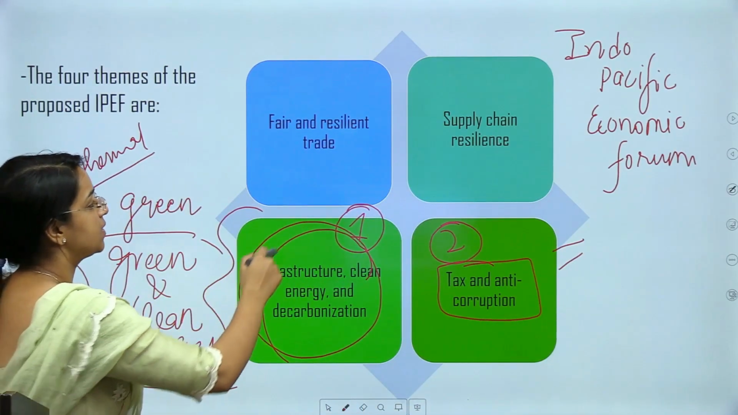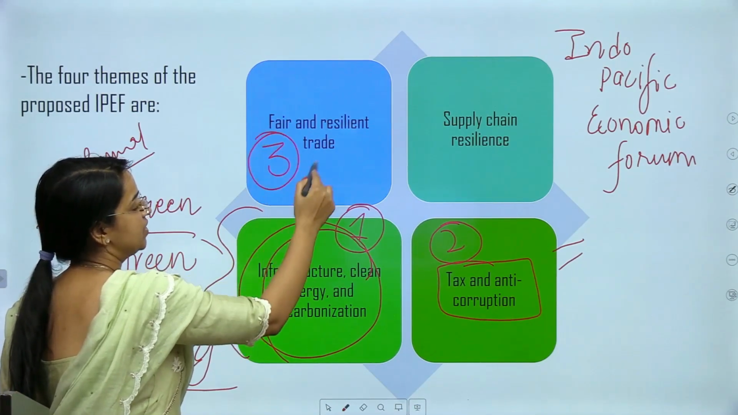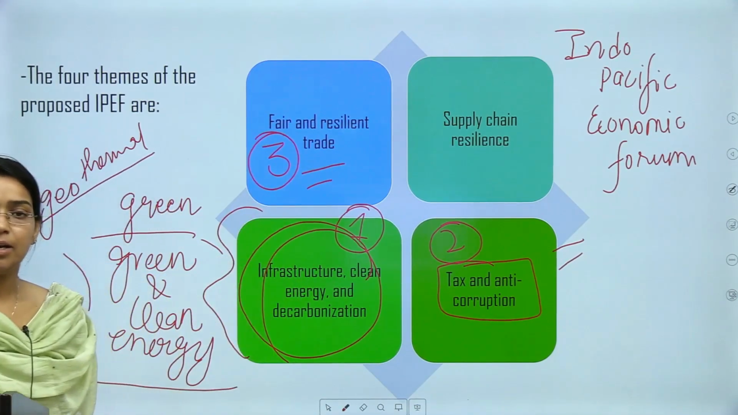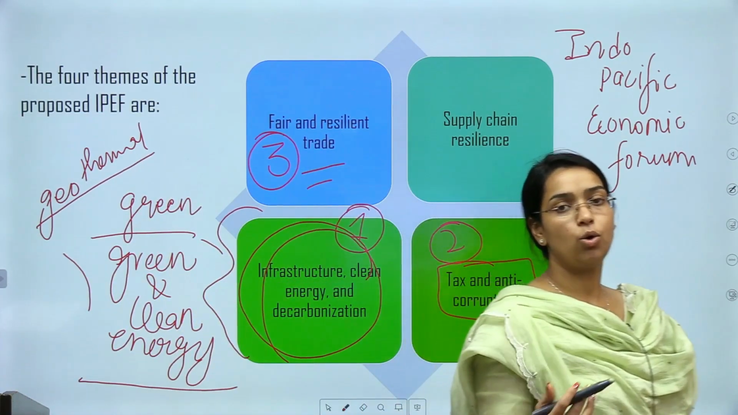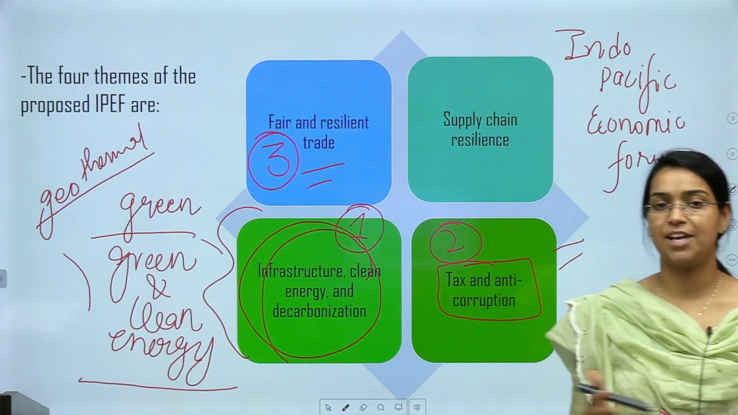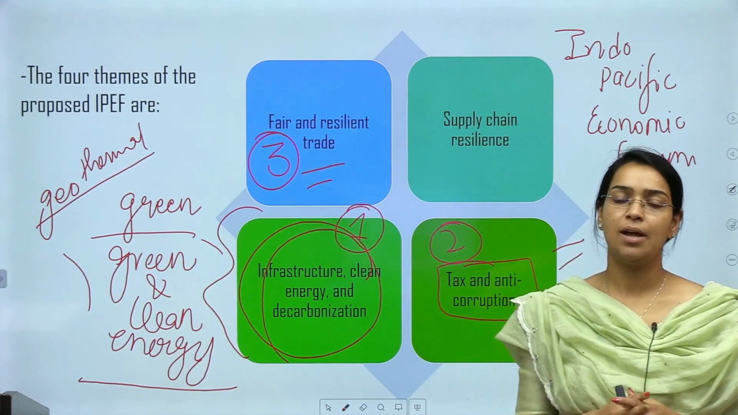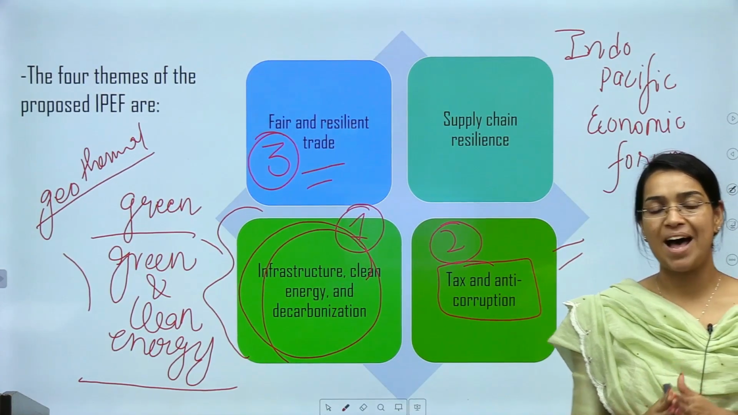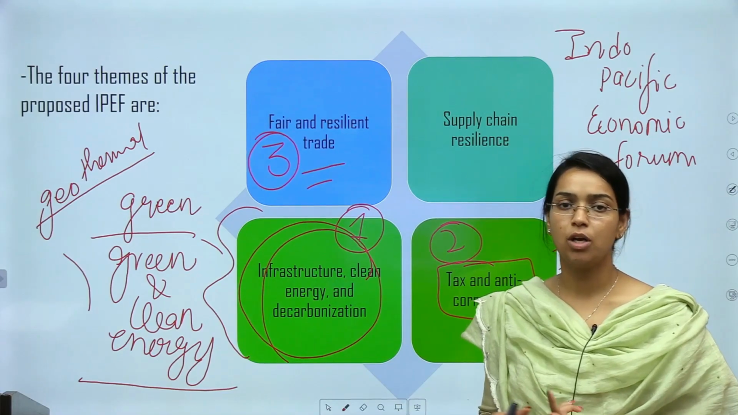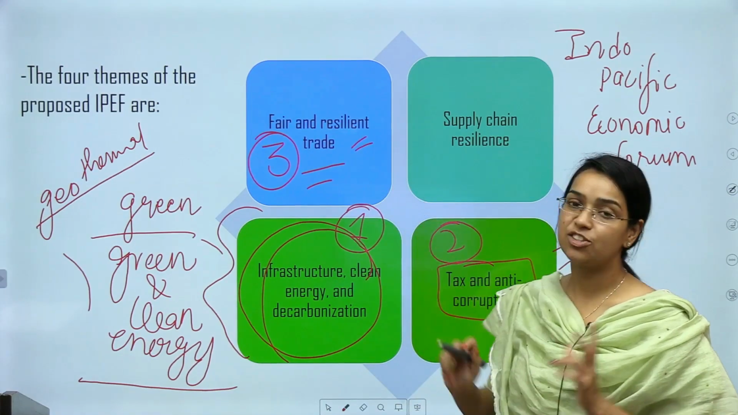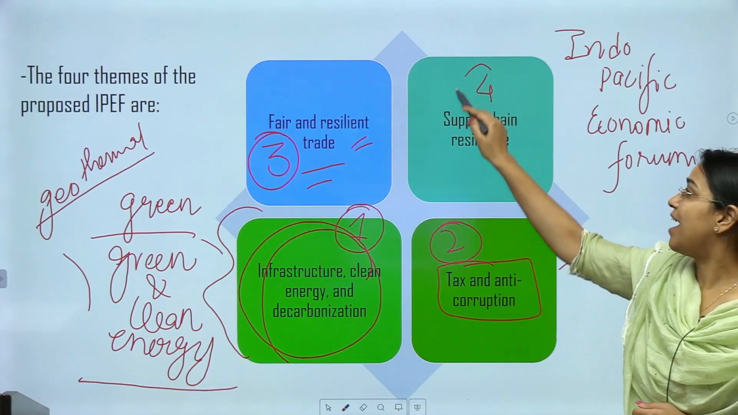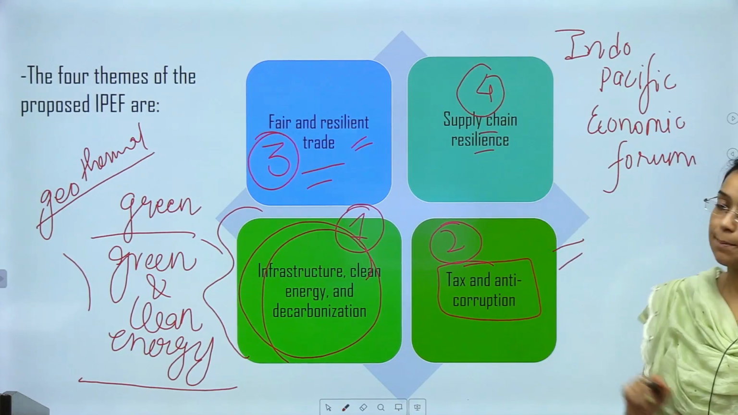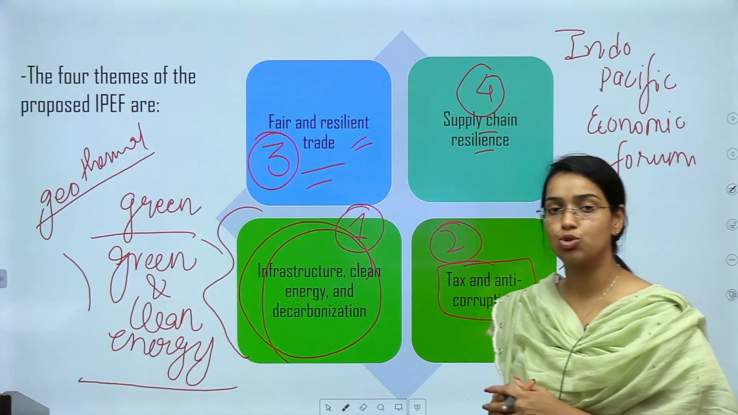The third is to ensure fair and resilient trade. Right, ये नहीं होना चाहिए that one country has dominance in all the trade or the supply chain movement of the region. There should be a balance in the trade that is moving. So fair and resilient trade is another pillar. Finally, supply chain resilience. Supply chain resilience has to be ensured.